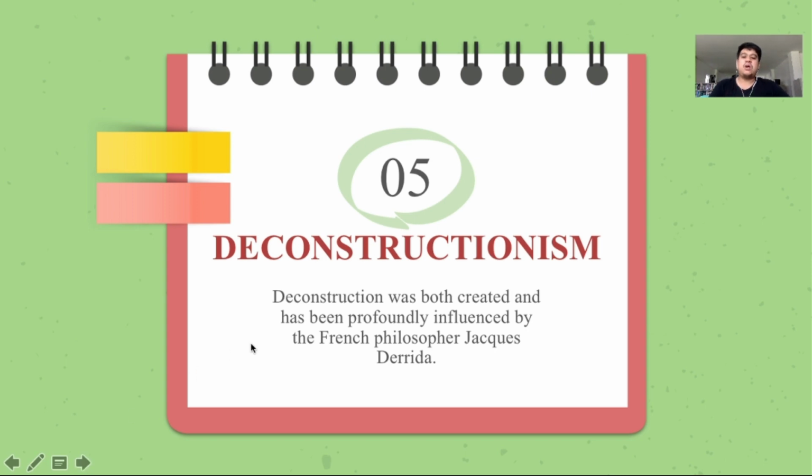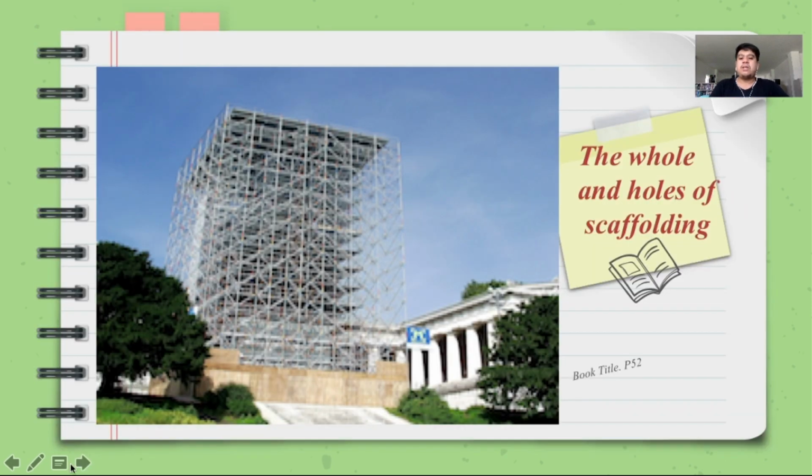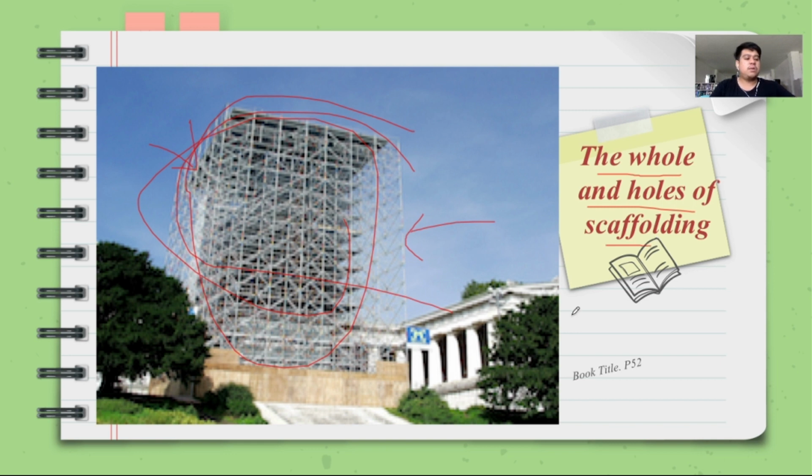So that's it. How about Deconstructionism? Deconstructionism was both created and has been profoundly influenced by the French philosopher Jacques Derrida. Okay. What do we need to deconstruct? So if we build something, there is always a purpose. Why do we need to break it? So imagine or try to look at the significance of this picture. This is not just a scaffold needed for a building, but we see the whole, and the holes of scaffolding. Why is that so? So let's identify it.